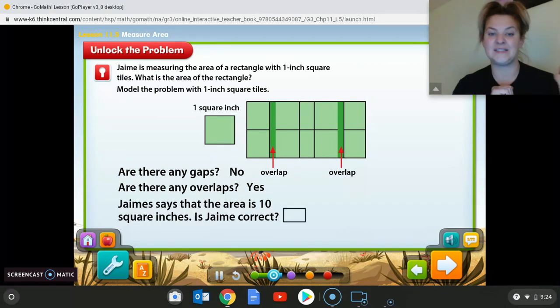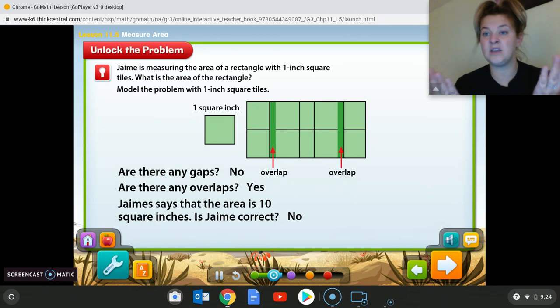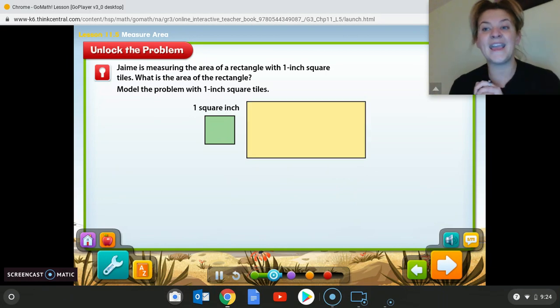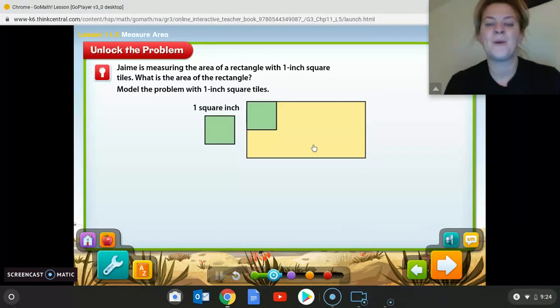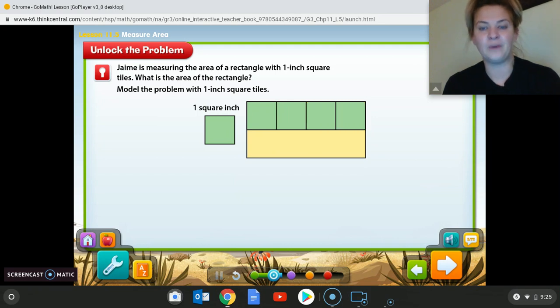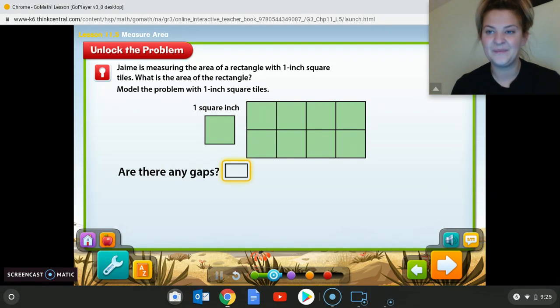Okay, so 6 is too little. He says that the area is 10 square inches. Is he correct? Nope. Sorry, Jaime. It's not 10. So what's a number between 6 and 10 that we could try? Let's try 8. Maybe 8 will be the correct answer. Are you ready for 8? Okay. 1, 2, 3, 4, 5, 6, 7, 8. All right. Let's answer our 2 questions. Are there any gaps? Do you see any yellow? No.